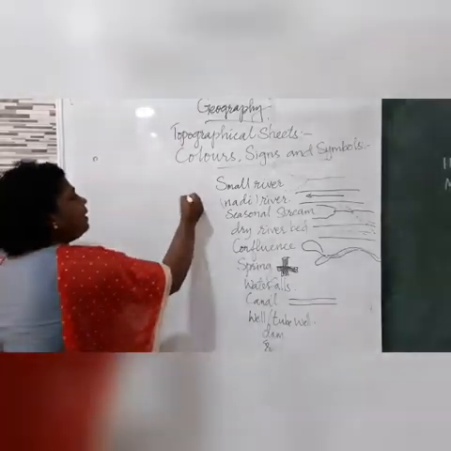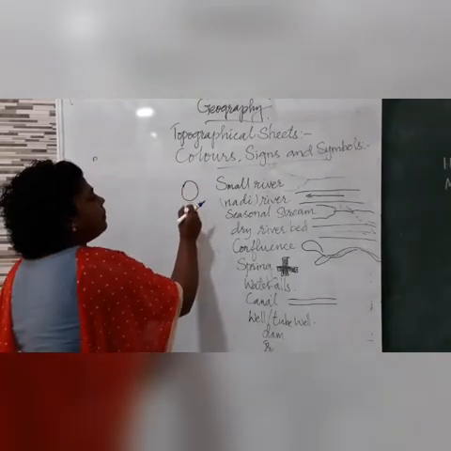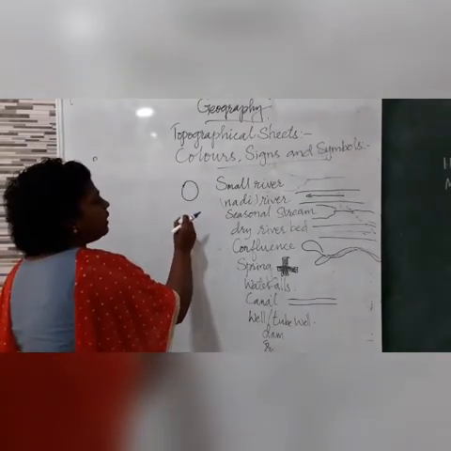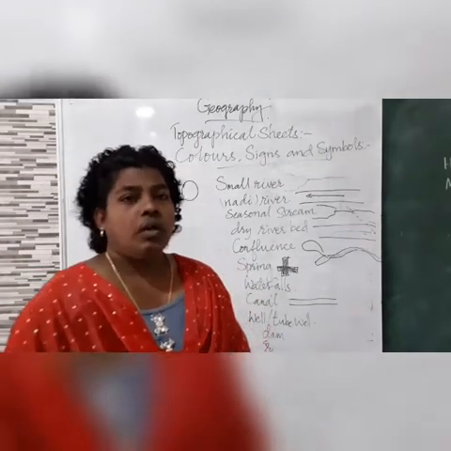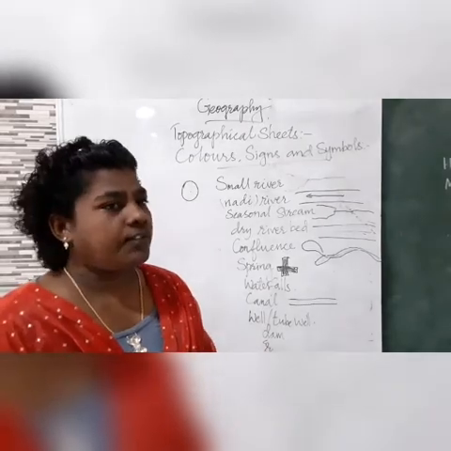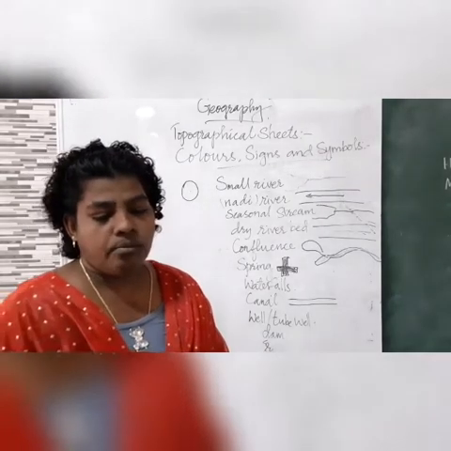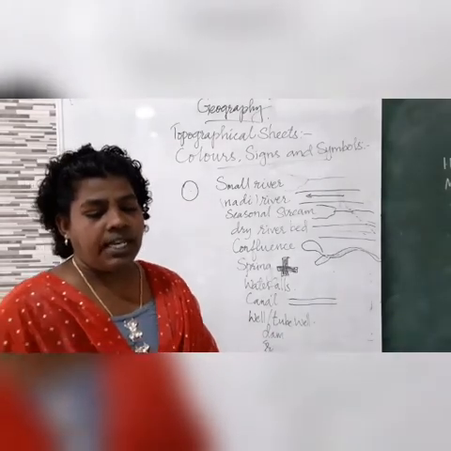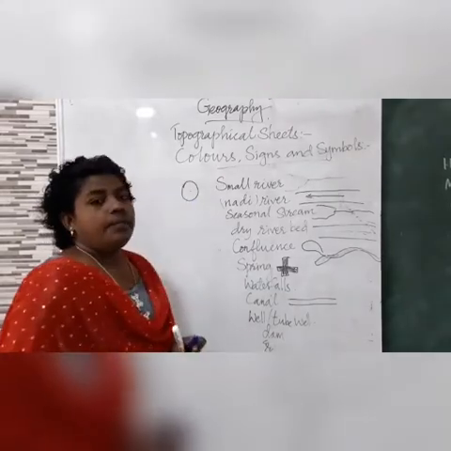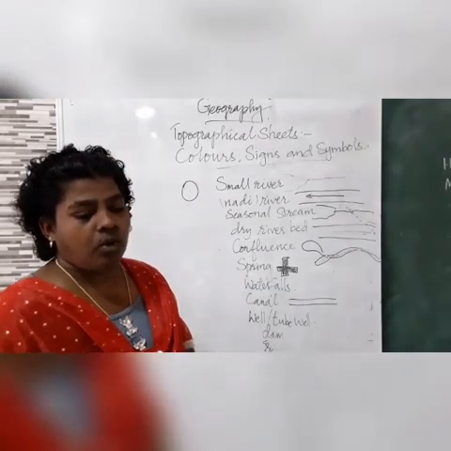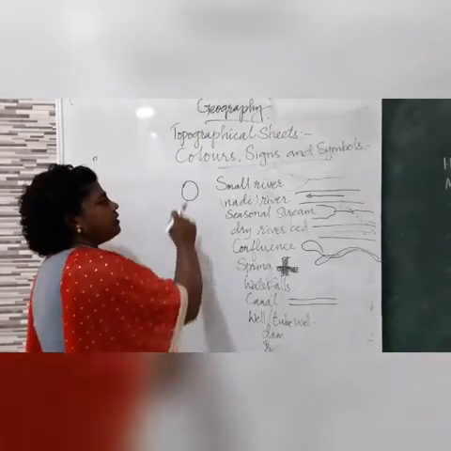If the symbol has a round shape, it denotes a well. A well is one of the water bodies. It is an artificial water body. A well is bored into the ground till the water table is reached.